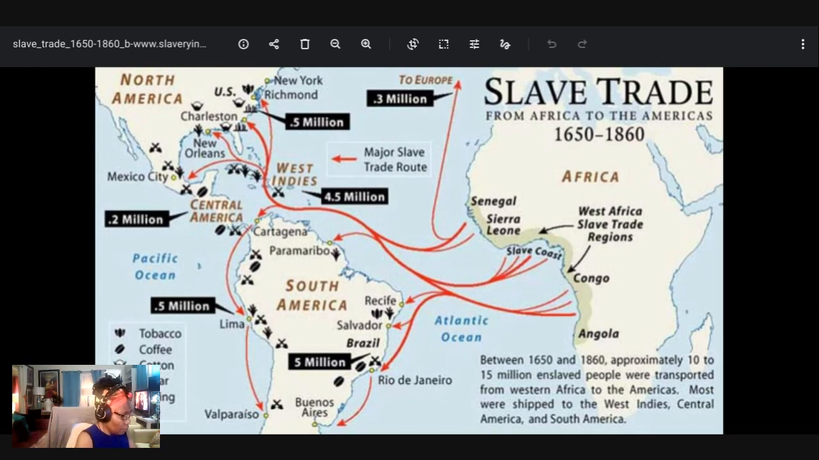But anyway, it's just a law that was written, giving different nations permission to go over and take however many slaves they wanted to. Well, actually, I guess there was a certain number of Africans.